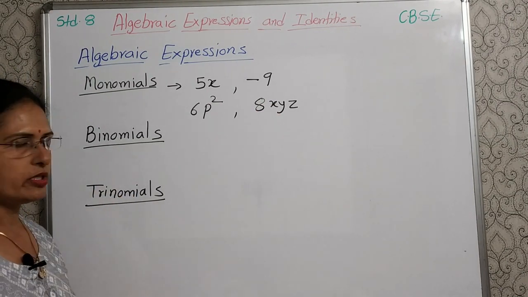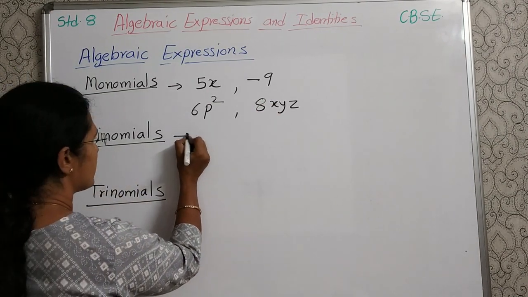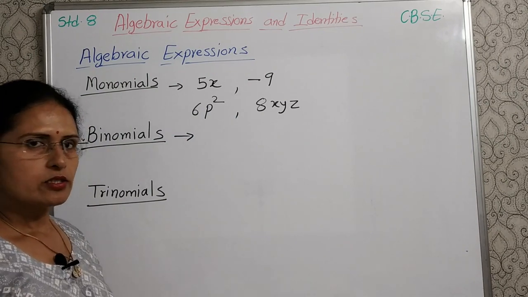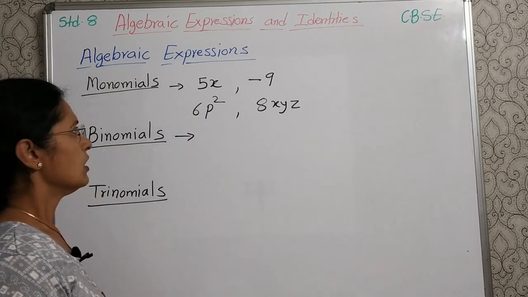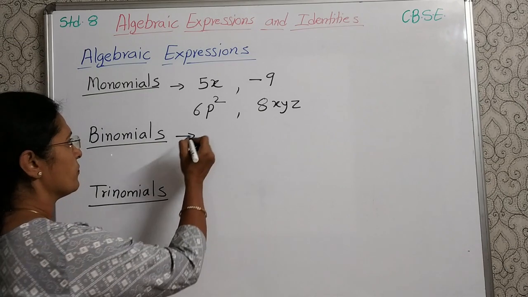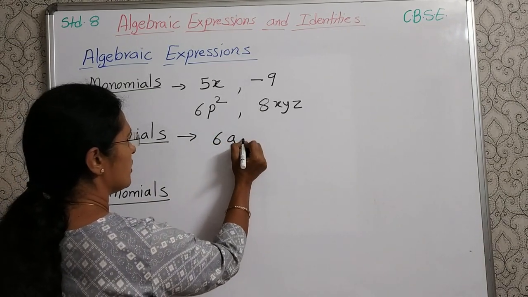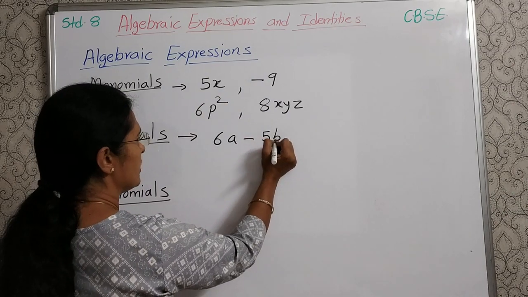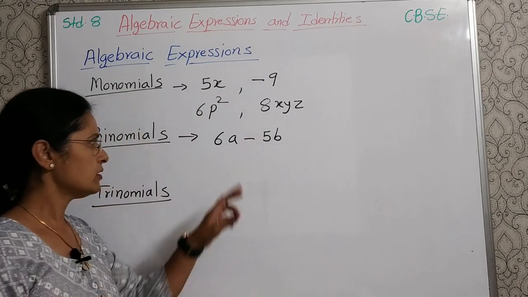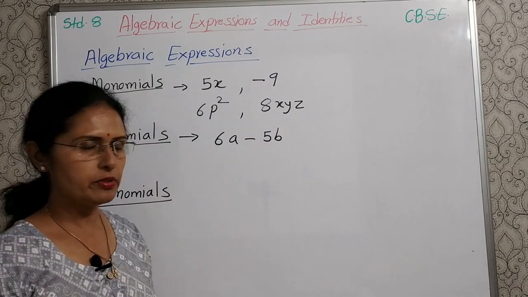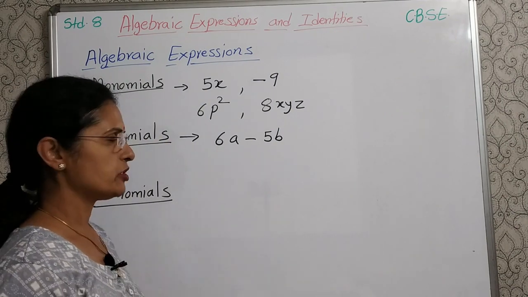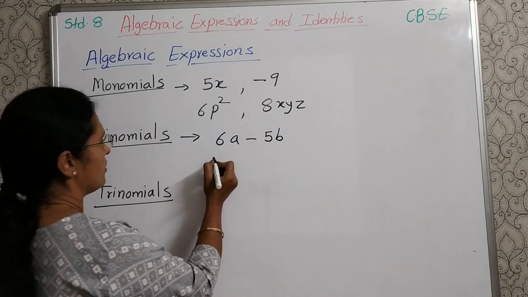Next, what are binomials? An algebraic expression that contains two terms is called binomial. Example, 6a minus 5b. Here two terms are there, 6a and minus 5b. Therefore, this expression is a binomial.